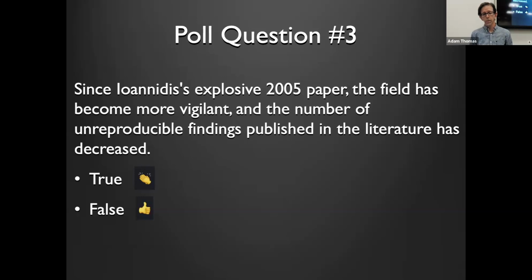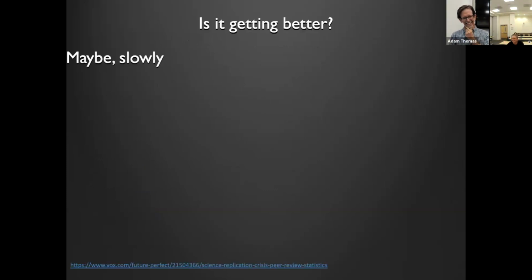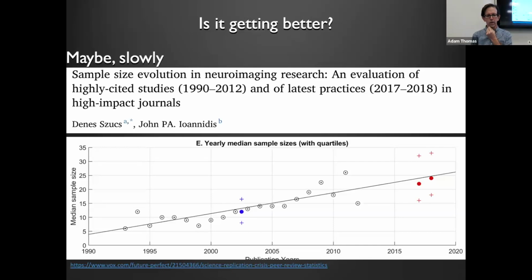Since Andy's explosive 2005 paper, the field has become more vigilant, and the number of unreproducible findings published in the literature has decreased. True or false? False. 2 falses from the audience. From the Zoom. Oh, you're doing the icon. That's great. Because you're right, I didn't give any numbers here. Okay. So maybe it's getting better, but if it's getting better, it's getting better slowly.